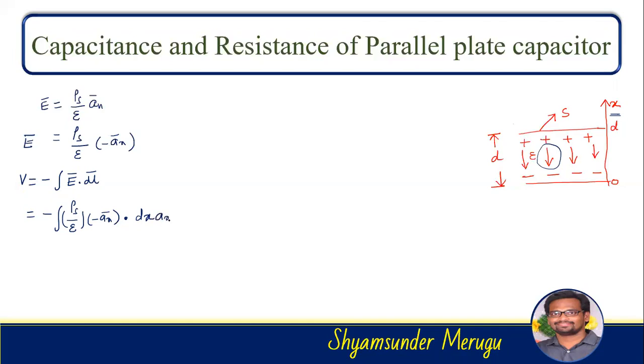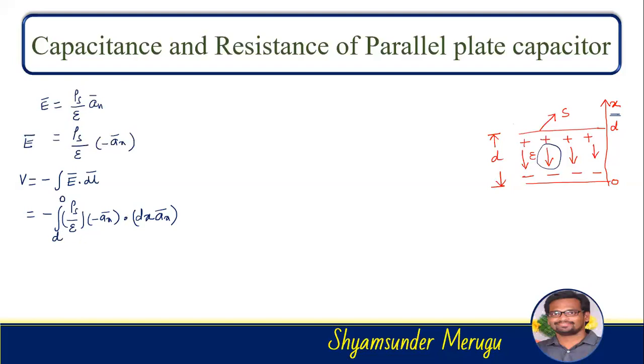So dx x bar we will be writing here. Now in order to see the integration limits, we depend on the direction of the flux. The flux is generating at plus and terminating on minus. That means they are coming from the upper plate to the lower plate, that is from d to 0. So here we write it as d to 0.